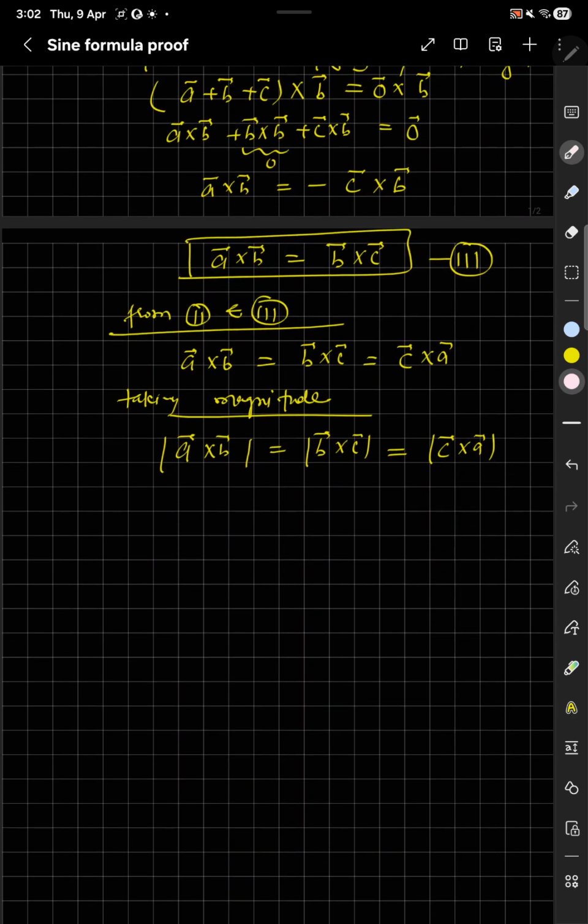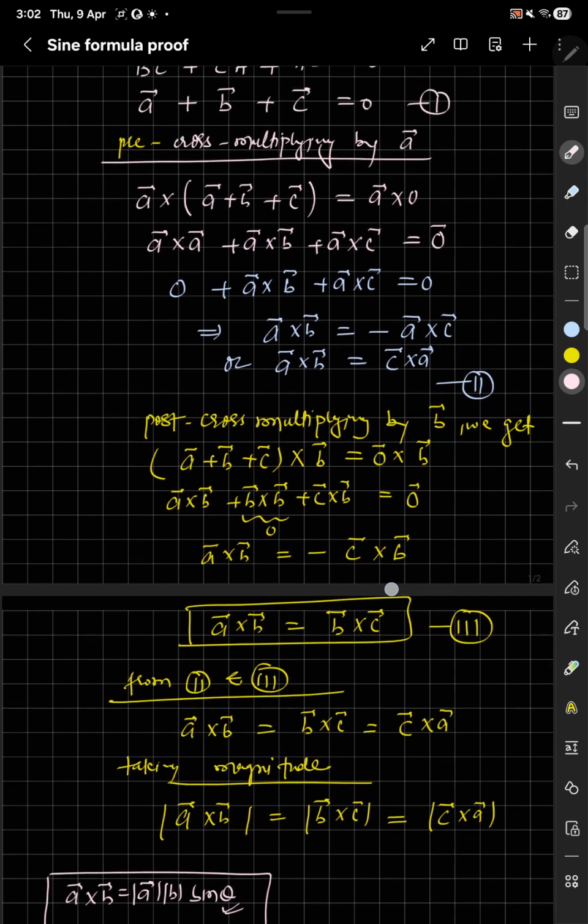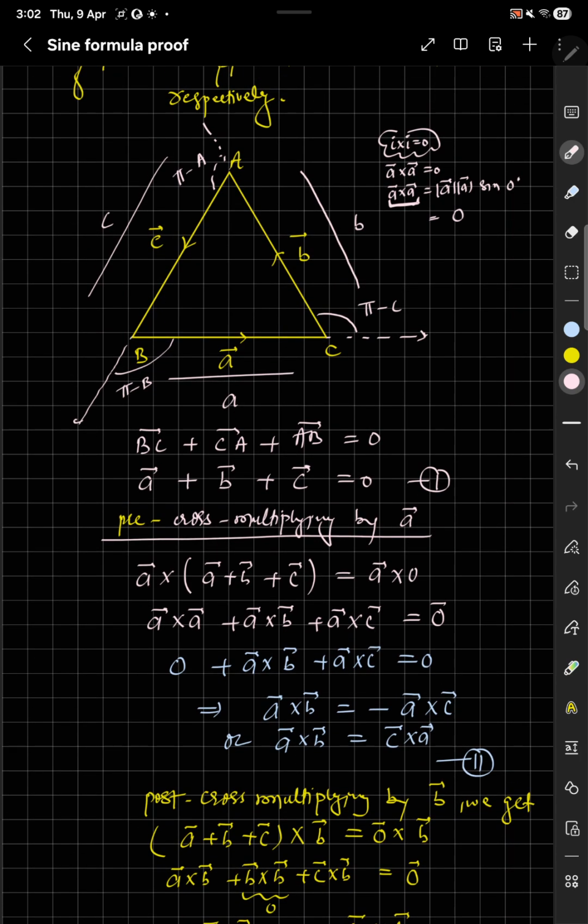So here you can see we will use this one formula, that a cross b is equal to magnitude of a magnitude of b sine theta, right? So this is the angle between a and b, right? So this will become mod of a mod of b sine. And what will be the angle here? The angle here will be, what is the angle between a and b? So between a and b we have angle pi minus c, right?